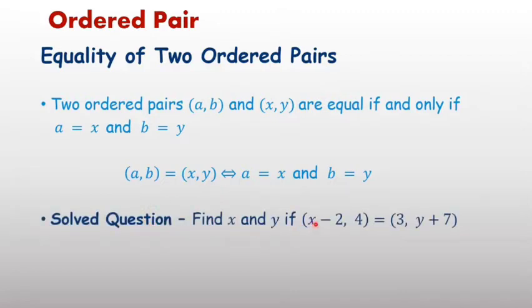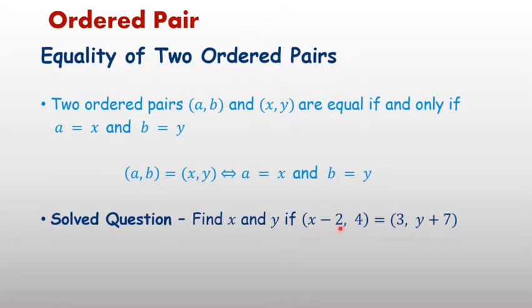One example is here. There are two ordered pairs, (x - 2, 4) and (3, y + 7). Both ordered pairs are equal. You have to find the value of x and y. I hope you can solve this question easily.